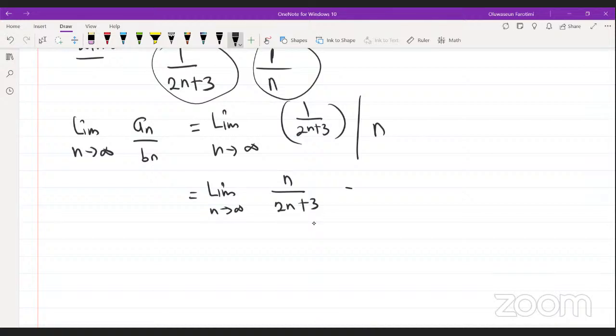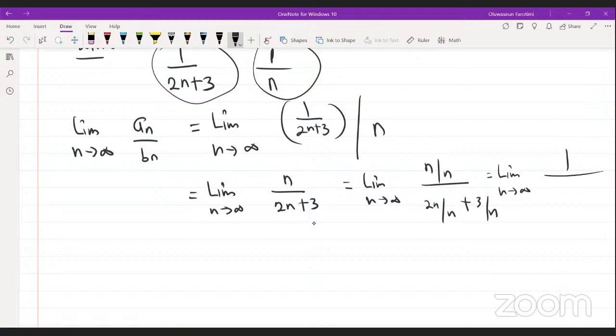Okay, so how do you find this kind of limit? This is n over n, 2n divided by n plus 3 divided by n. So this is the limit as n goes large, you have a 1 on top and 2 plus 3 over n. Talk to me, guys. What's this limit? 1/2. Okay, so what kind of number is 1/2? This guy is greater than 0.